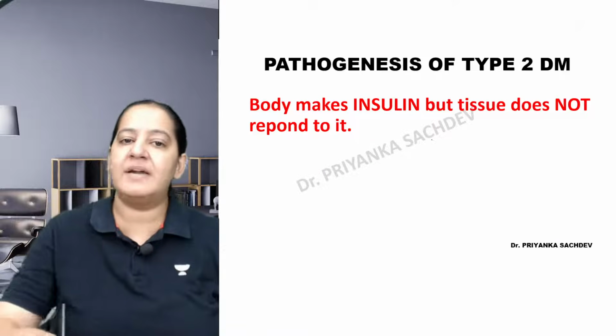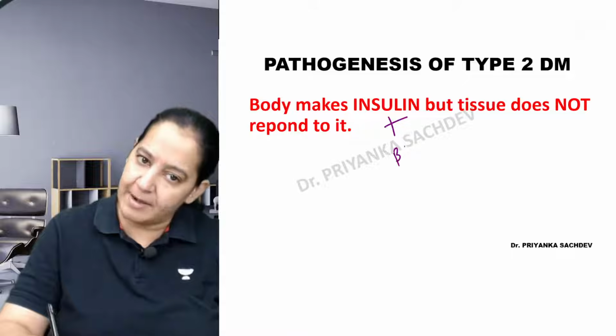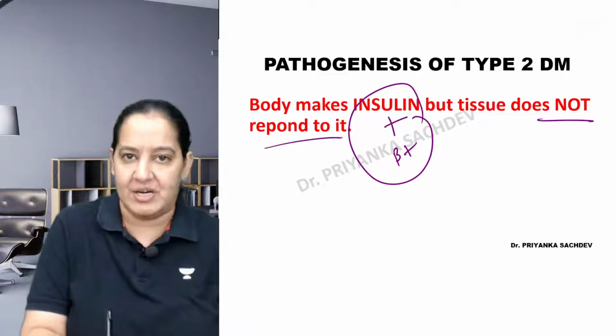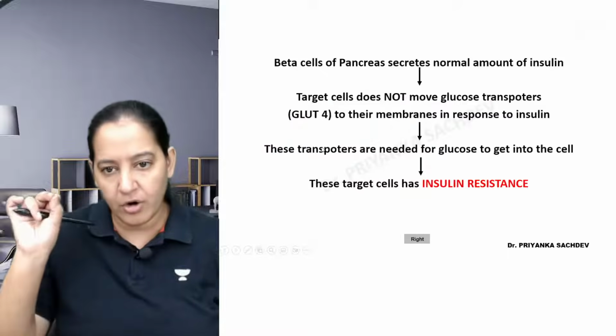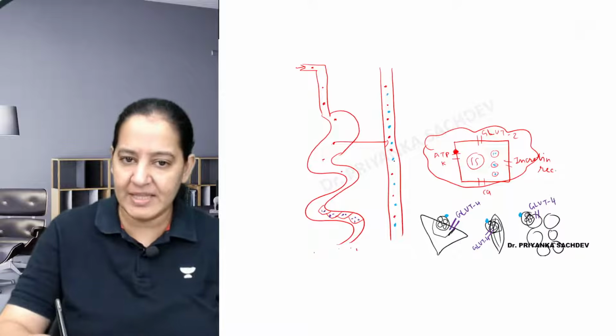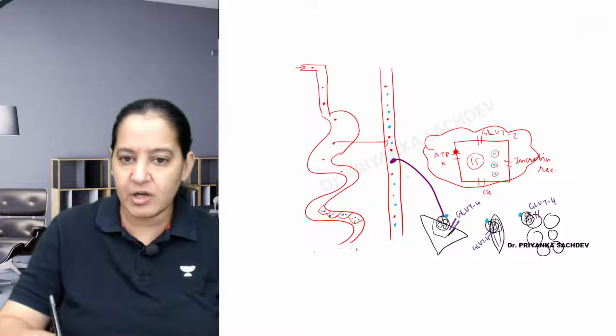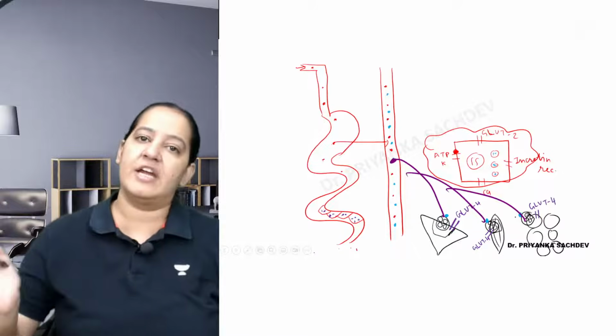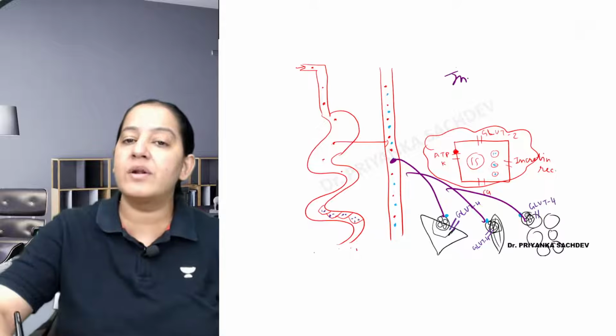But in type 2 diabetes, insulin is present. The beta cells are present, insulin is present in adequate amount, but it is non-functional. It cannot react with its receptor. Can you see the insulin is present in the blood, but it cannot react with its receptor and show its action on the 3 target organs. So this is known as insulin resistance.